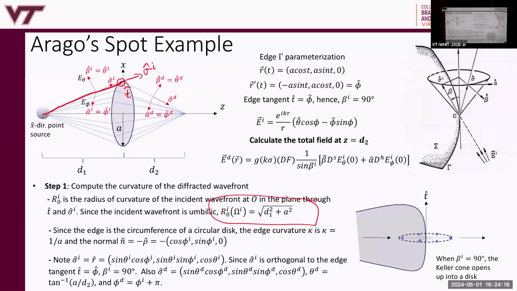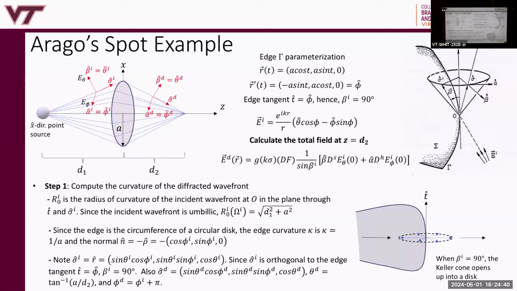Since the edge is the circumference of a circular disk, the edge curvature kappa is equal to 1 over A, right? Which is the radius of the disk. Intuitive. And the normal always points toward the center of rotation, right? And that normal is negative rho hat, which is given by this expression here. So far, so good, yeah?